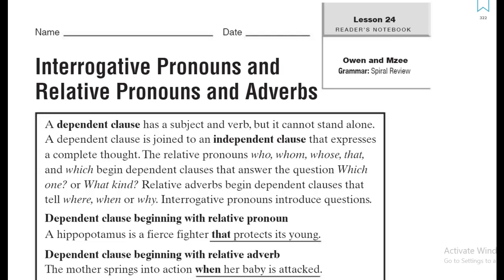Today, inshallah, we're going to speak about one of the most important lessons, which is interrogative pronouns and relative pronouns and adverbs. The title is long, right? And seems to be difficult. It looks like we are going to speak about something that is really hard. But let me assure you that today's lesson is really interesting. Let's take it step by step.